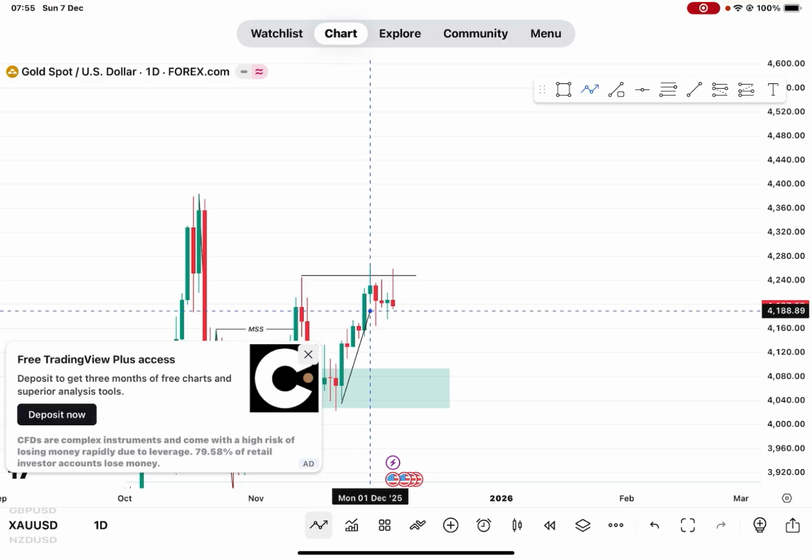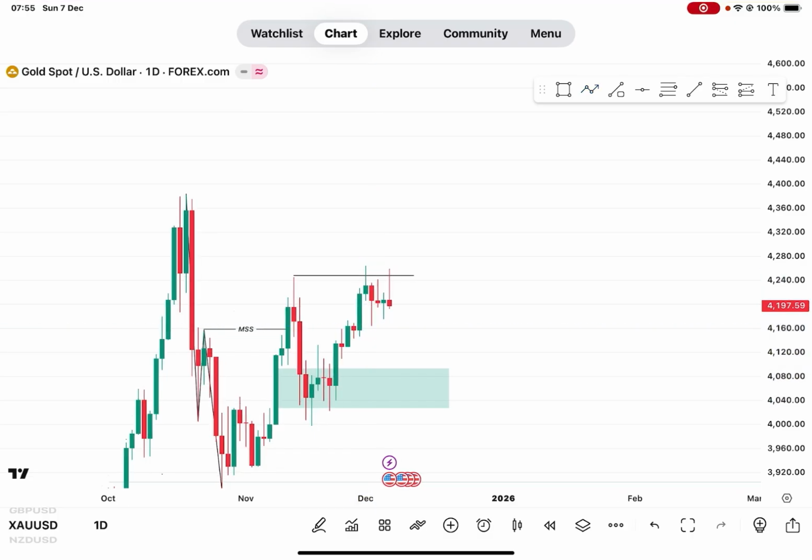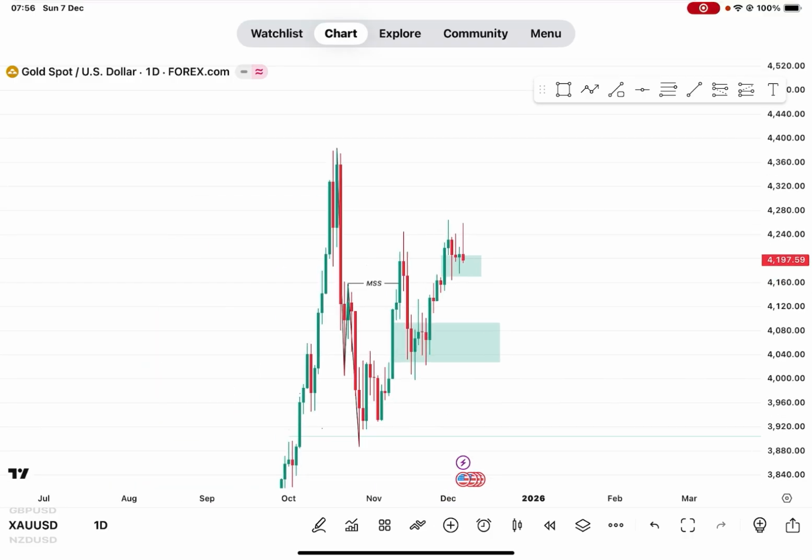It tried to break it, but it only broke it with the wick. Then it did a retracement. Gold did a retracement to fill this gap here, and immediately gold continued in its bullish move again to break this previous high. But at the moment, gold is still struggling to break the previous high, so we are looking into gold breaking the previous high.